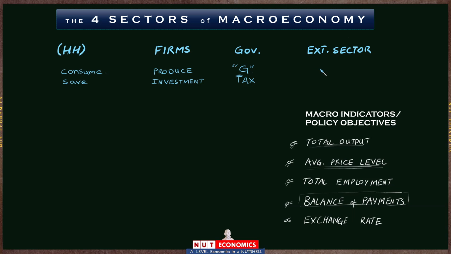And the two main macro-important things that go on with the external sector are that you either export goods to these other foreign countries, or sometimes you import goods from them. Export means Pakistan selling goods to other countries. And sometimes you import goods from these other countries. You buy things from this external sector.